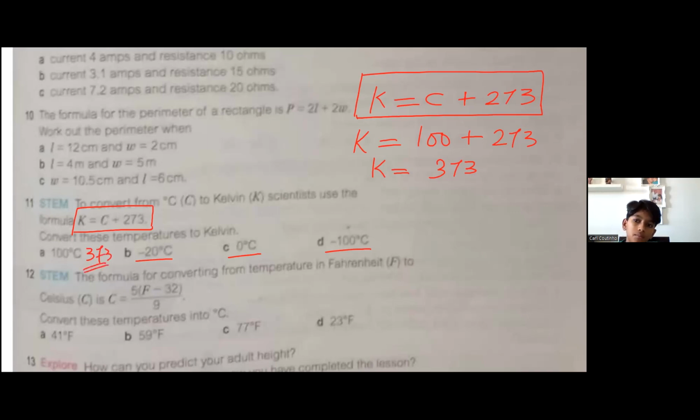So let's find it for the B part. Now temperature can also be in minus. For the B part, they have given minus 20 degrees. Just be careful about what operation we'll do. Minus 20 plus 273.